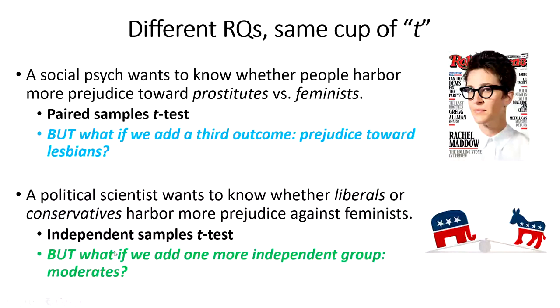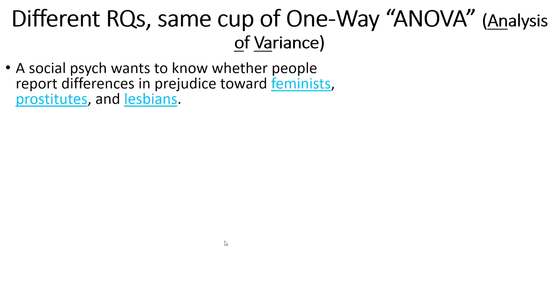And then going from the independent sample t-test to ANOVA, right? For the independent sample t-test, we can only have two independent groups, right? But now we're adding a third group, moderates, to the mix. Right, so if we take a look at our first modified research question here: a social psychologist now wants to know whether people report differences in prejudice towards feminists, prostitutes, and lesbians, right? And so we can no longer use the paired sample t-test. We're going to have to use ANOVA, right?